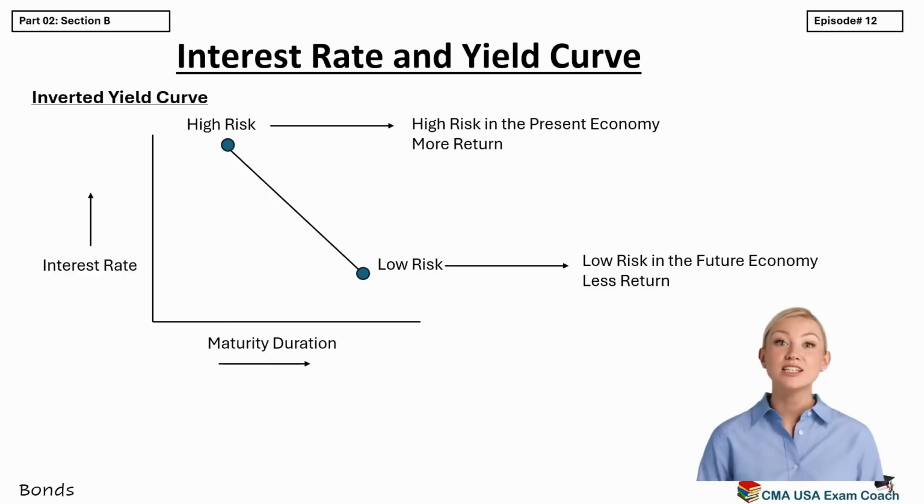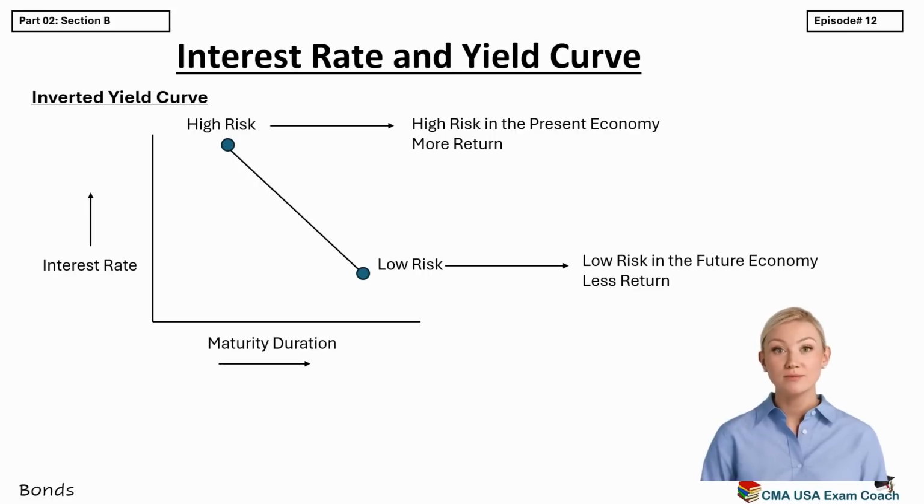It shows that investors expect economic conditions to worsen and interest rates to drop in the future, possibly due to declining demand and lower inflation. In this case, investors are moving toward long-term bonds, even though the returns are lower. Why? Because they expect the economy to weaken and interest rates to fall. So they want to lock in a fixed return before that happens. Heavy investment in long-term bonds pushes their yields down. This is usually a strong signal of an upcoming recession.